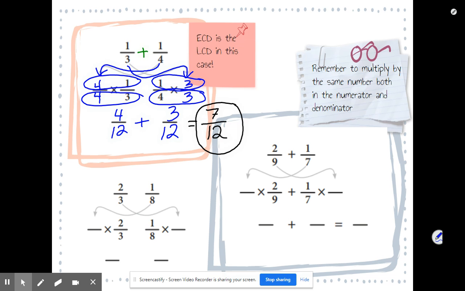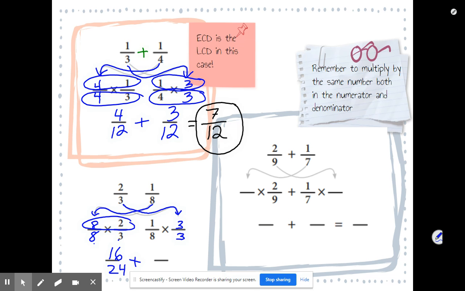All right, on this next one, the one directly below it, 2/3 and 3/8. I'm going to steal the thirds here. I'm going to multiply these guys by thirds. I'm going to multiply these guys by 8. Okay, 8 times 2, everybody? 16. 8 times 3. 24.